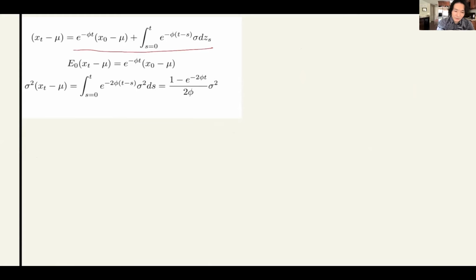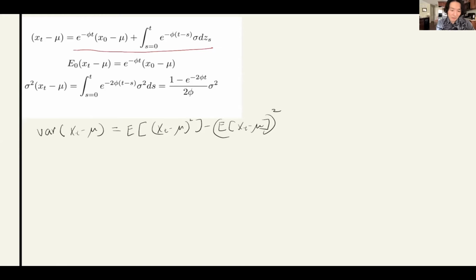The other case is a little bit different. Now we are getting the variance of xt minus mu. Okay. And because the mean is this, it's going to be the same as expected value of xt minus mu squared minus e of xt minus mu squared, right? And we have calculated this thing before in the previous case, right? So we will focus on this one.